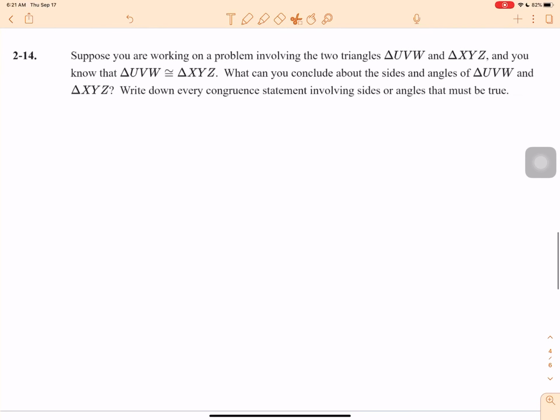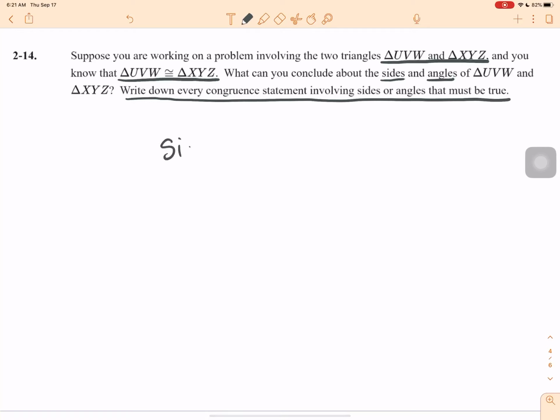Okay, so this number 14, it says here, suppose you were working on a problem involving the 2 triangles UVW and triangle XYZ. I'm going to underline that. That's important. And you know that triangle UVW is congruent to triangle XYZ. What can you conclude about the sides and angles of triangle UVW and triangle XYZ? Write down every congruent statement involving sides or angles that must be true. So I'm just going to make a little list here for the sides and the angles.